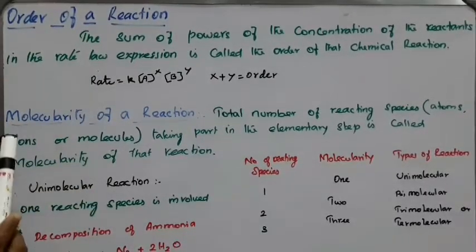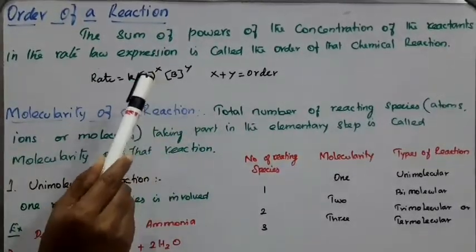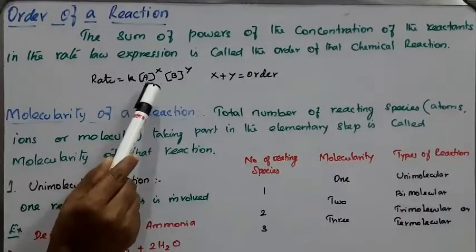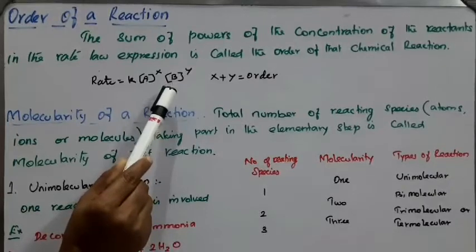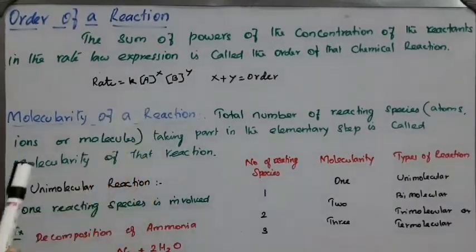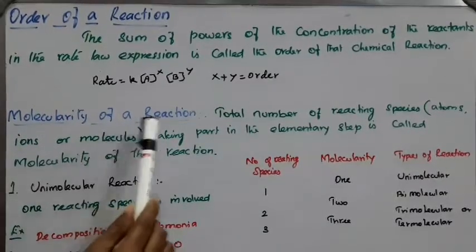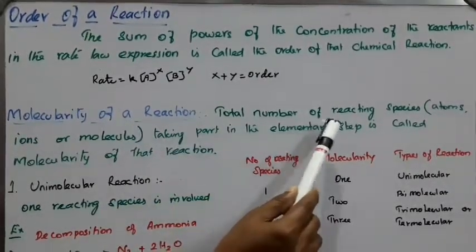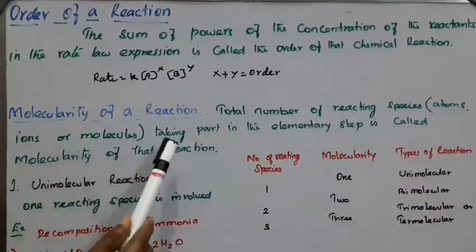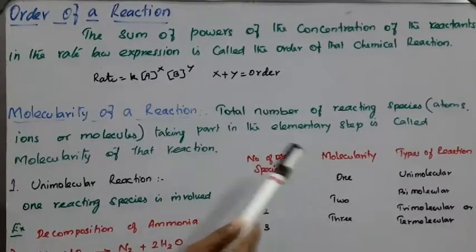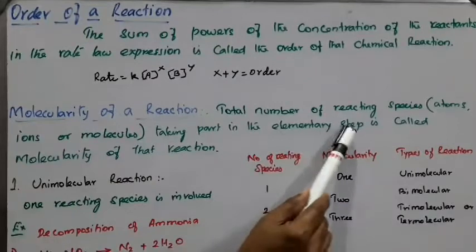Next one, molecularity. Students, you must keep in mind, this order value is not a theoretical value, it is determined by experiment. Molecularity of reactions: what do we mean by molecularity? Total number of reacting species, which may be atoms or ions or molecules taking part in the elementary step, is called the molecularity of the reaction. Why are we using elementary step here?